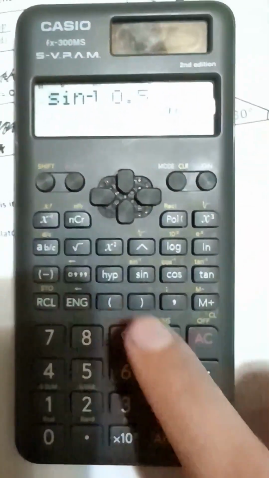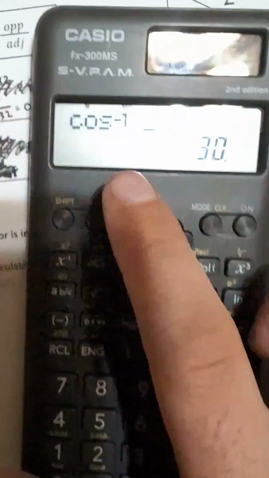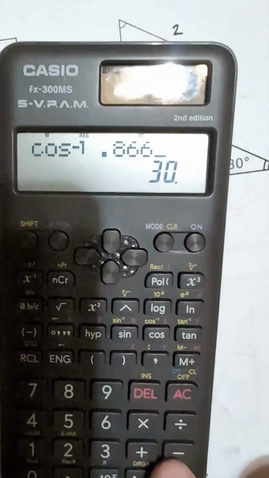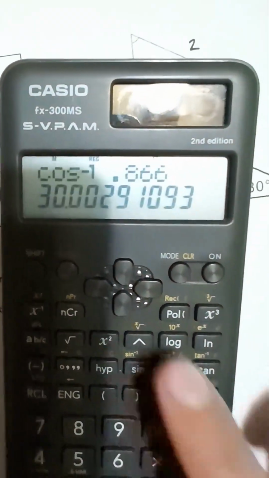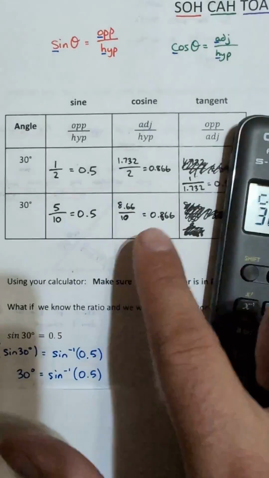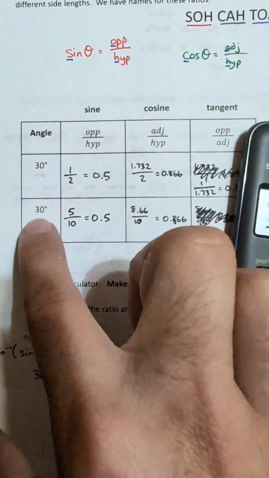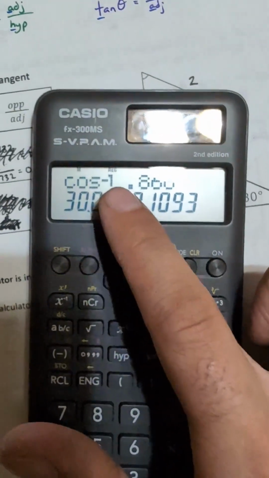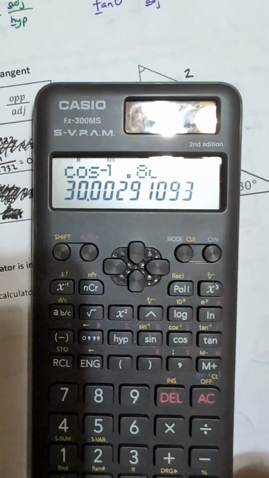So that was the cosine. So I can do shift cos gives me the cos inverse of 0.866, which was rounded, but it should give me pretty close to 30 degrees as well. So if I know a ratio to find that angle, I can use these inverse ratios, we call them, with the -1s.